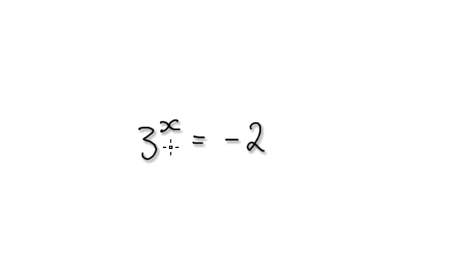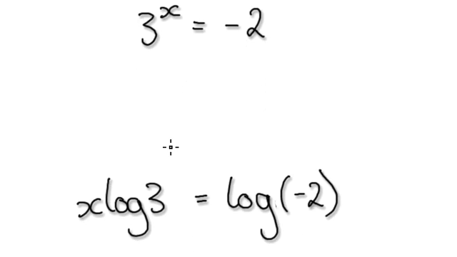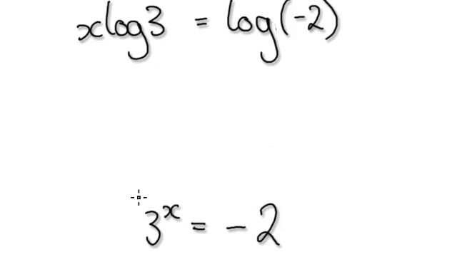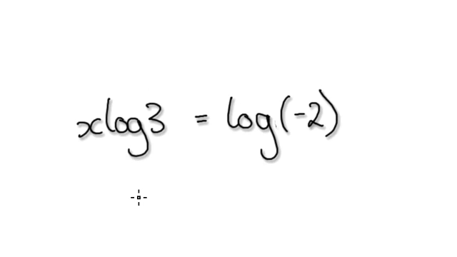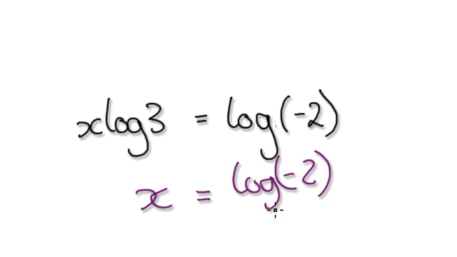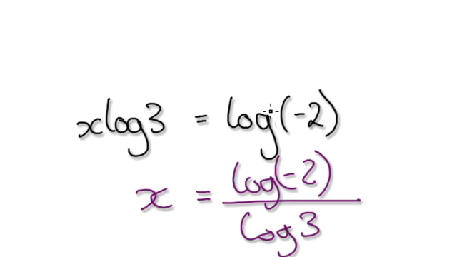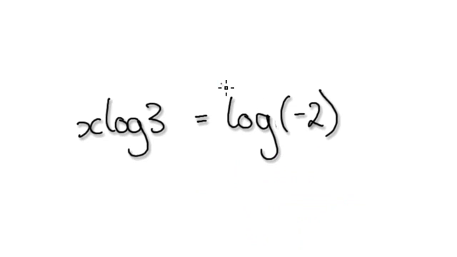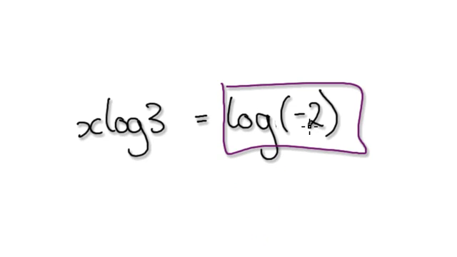Okay, so log both sides. That will then give you this. Okay, and then divide both sides by log 3. So x equals this here, log minus 2 over log 3. But the thing is, if you get your calculator and punch in log bracket and then minus 2 close bracket and press equal, you will get an error.